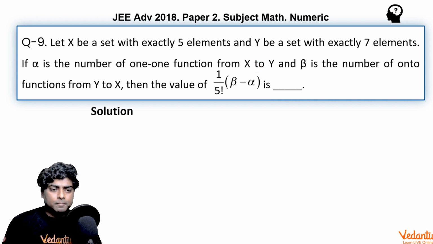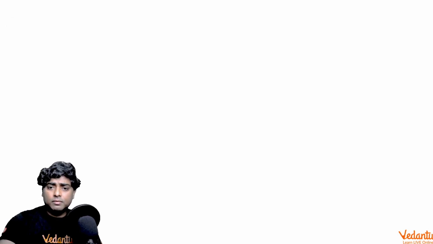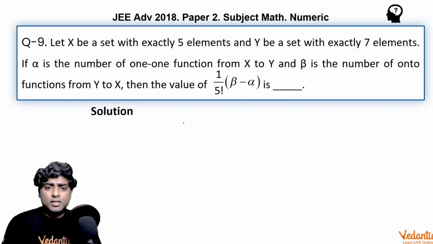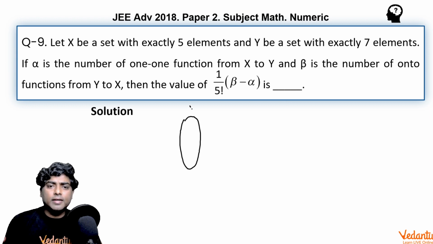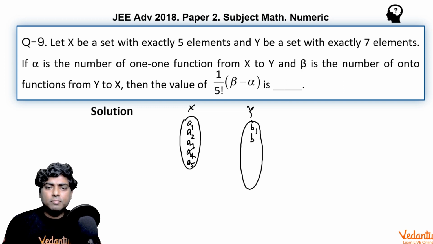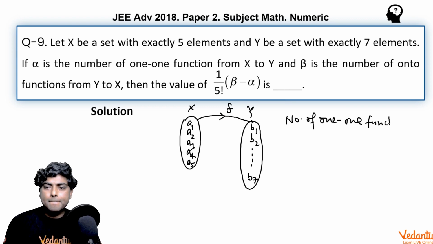So first of all we'll find the value of alpha. Let X be the set with elements A1, A2, A3, A4 and A5. Y be another set having 7 elements, B1 to B7. The total number of functions would obviously be 7 raised to the power 5, but the number of one-one functions from X to Y is what we are representing by alpha.